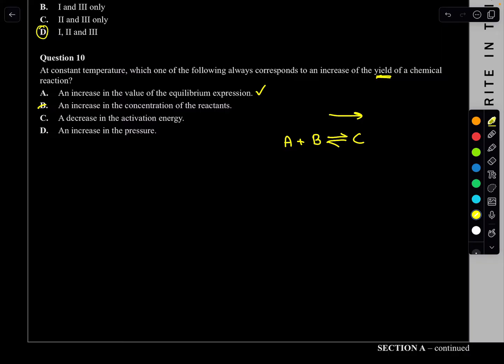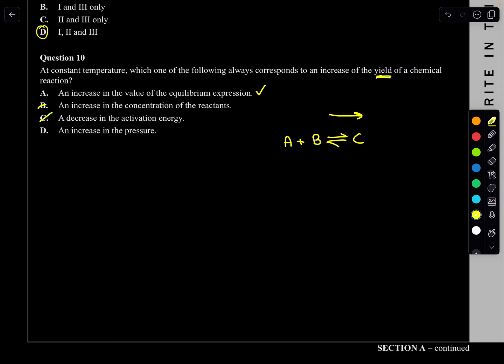It depends on the reaction itself, so that's wrong. I would say D is wrong. It doesn't actually always correspond to an increase in yield. C, a decrease in the activation energy. Now look, decreasing the activation energy, which just increases the rate of reaction, doesn't even increase the yield. It has nothing to do with the yield. Yes, it makes the reaction go quicker, finish quicker, go to completion, but it really doesn't increase the yield, so that's rubbish. Not very good.